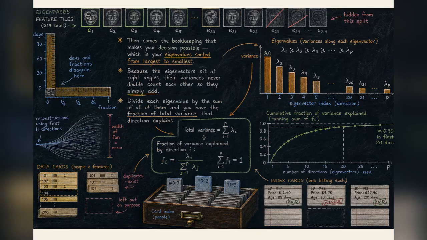Then comes the bookkeeping that makes your decision possible, which is your eigenvalues sorted from largest to smallest. Because the eigenvectors sit at right angles, their variances never double count each other, so they simply add. Divide each eigenvalue by the sum of all of them and you have the fraction of total variance that direction explains. Accumulate them in order and you get a curve that climbs steeply and then flattens out.